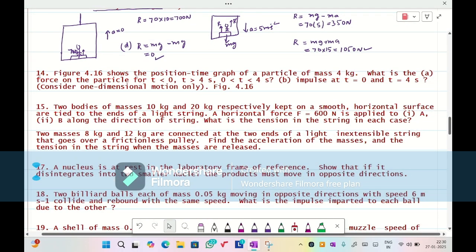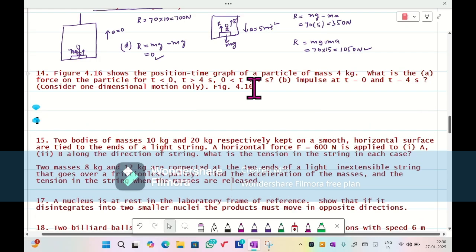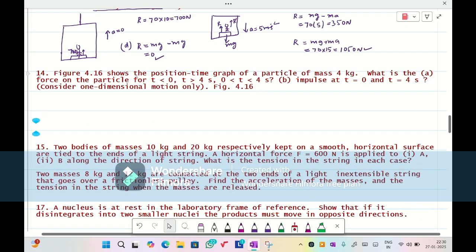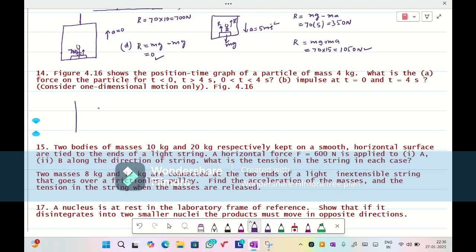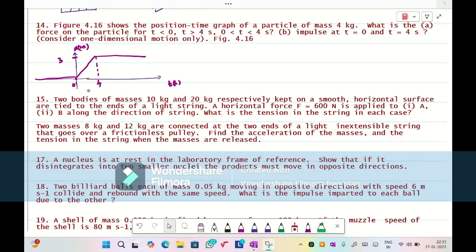Now the 14th question. Here a figure is given. I have not taken this figure, so I hope the figure is like this. Given, what is the force on the particle at t equal to 0 seconds, t equal impulse. Which graph is given? I have to check. So I will come with the figure. I took the graph here.